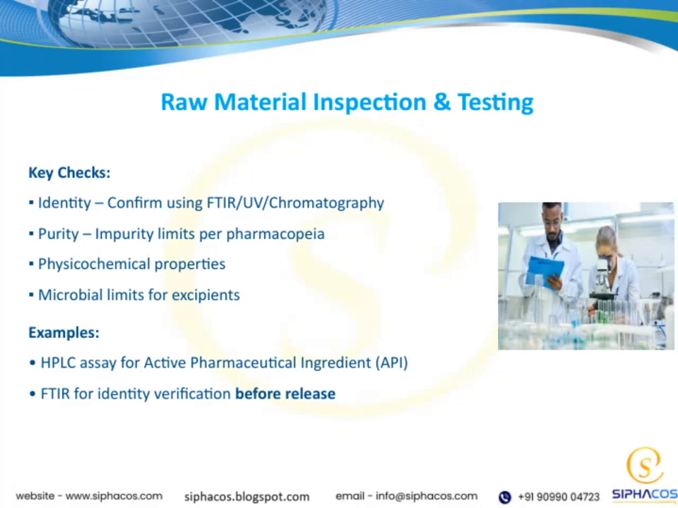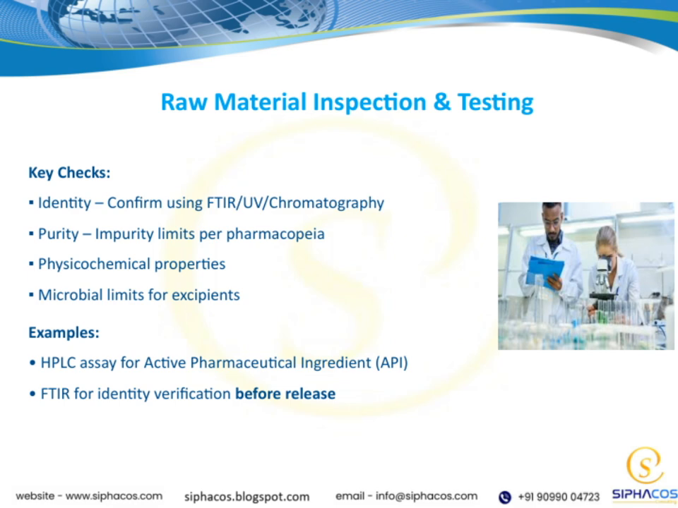Now, let's talk about raw material inspection and testing. This is a crucial step to ensure the quality of our raw materials before they go into production. First, we need to verify the identity of the materials, which we typically do using techniques like FTIR, UV, or chromatography. These methods help us confirm that the material is exactly what it's supposed to be. Next is purity. We need to check that impurity levels are within the limits specified by pharmacopoeia standards, ensuring the material won't introduce any unwanted contaminants.